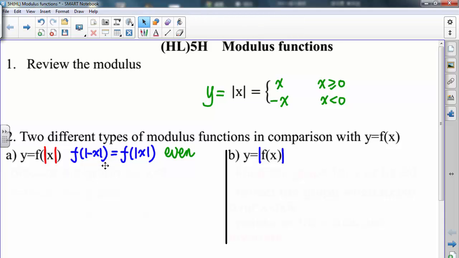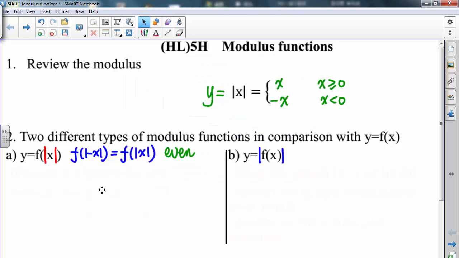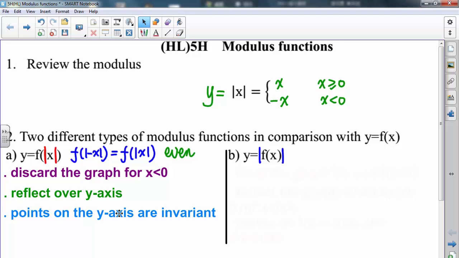So since the first one is an even function, we will realize the graph should be symmetrical about the y-axis. That means we can discard the graph for x is less than 0. So the part for x is less than 0 should be symmetrical with the other side on the positive part. Reflected over the y-axis, since it's an even function. Points on the y-axis are invariant because the y-axis is the axis of symmetry.